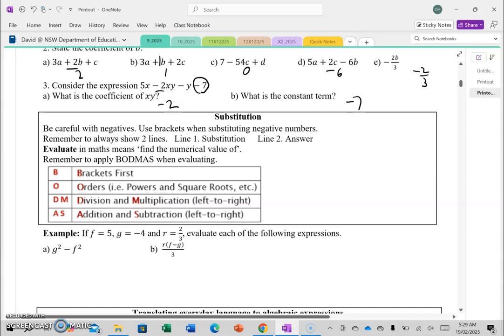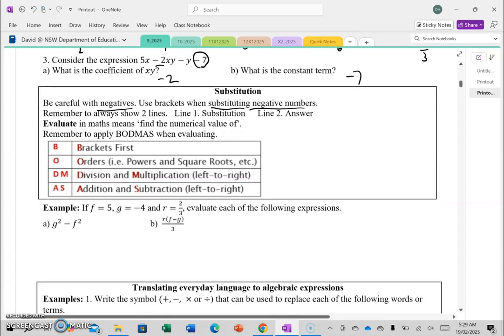Substitution. Remember, with brackets, be careful when you're substituting in with negative numbers. Always substitute negative numbers with brackets. Show 2 lines: your substitution, where you put your numbers in, and then your final answer. If you see the word evaluate, you usually see that word for these types of questions. It just means find the numerical value of. And remember to apply BODMAS as appropriate. So brackets first. Orders, which are powers and square roots, second. Division, multiplication, left to right. Addition, subtraction, left to right.